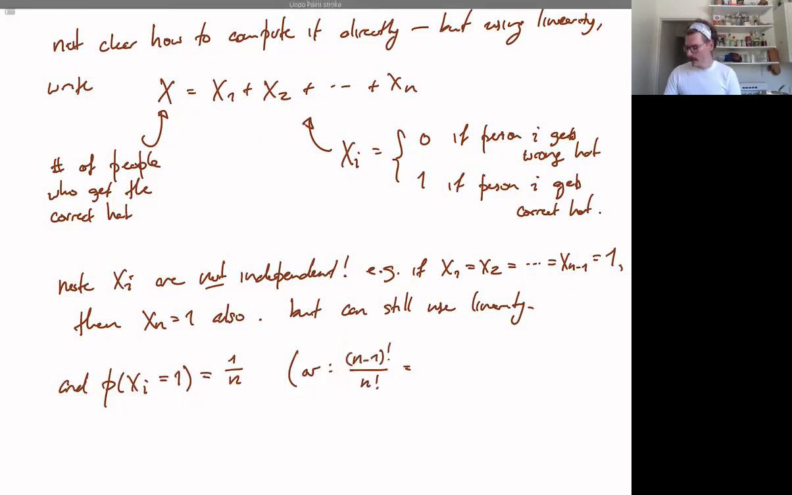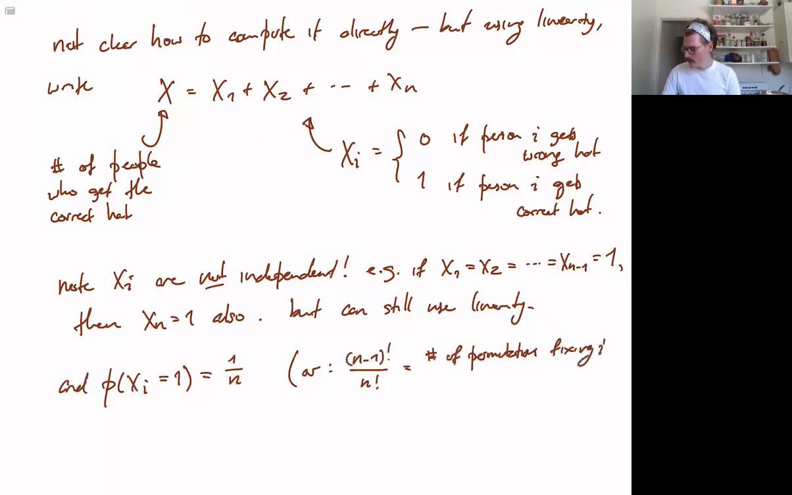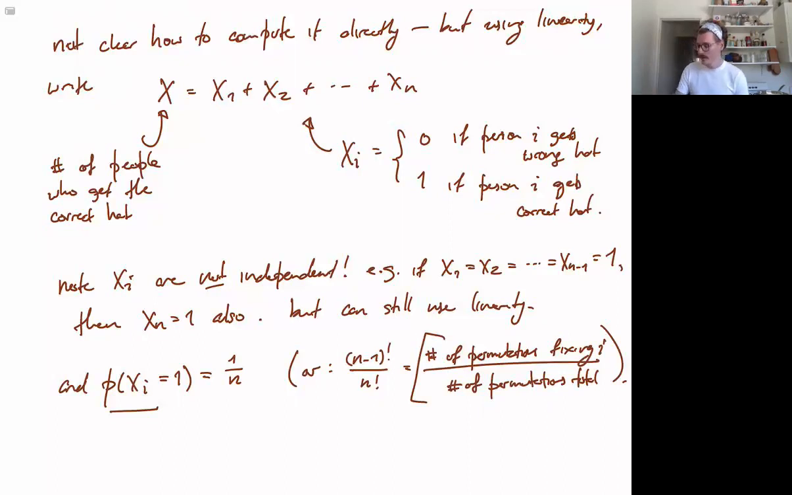But this is more visibly counting the number of permutations fixing i, because if you declare that you're fixing one element, then you're essentially counting permutations of n minus 1 elements. And that is divided by the number of permutations total. And we are computing the probability by just counting things because we are using a uniform distribution. So we are picking a permutation uniformly at random.